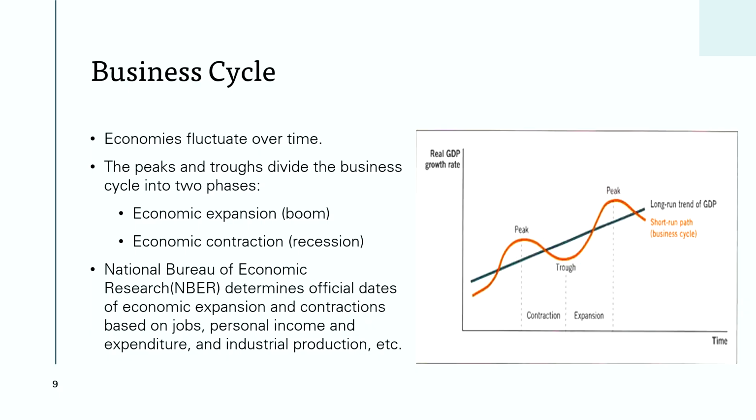In the United States, the National Bureau of Economic Research officially determines when recessions and expansions start and end. They don't rely only on GDP. They also consider employment, personal income, industrial production, and consumer spending. So the business cycle captures the short-run fluctuation in economic activity.